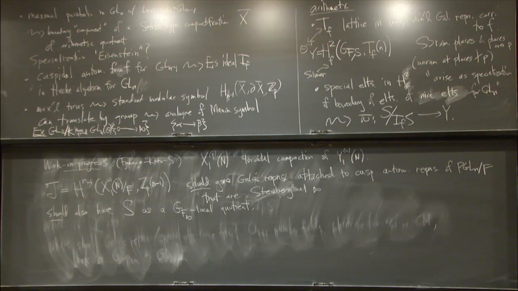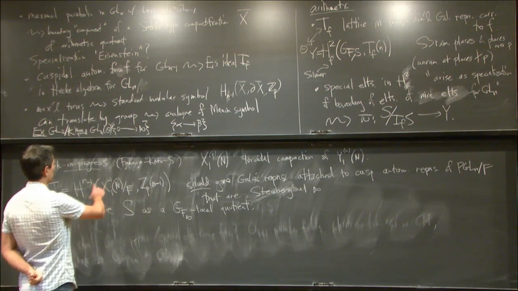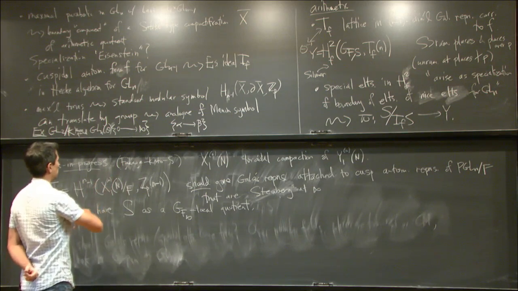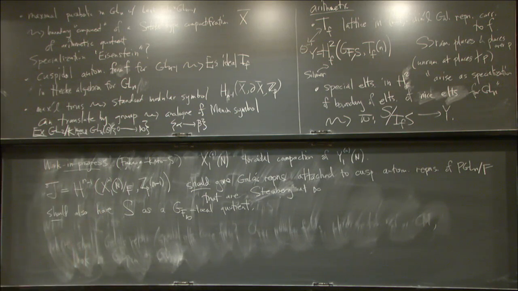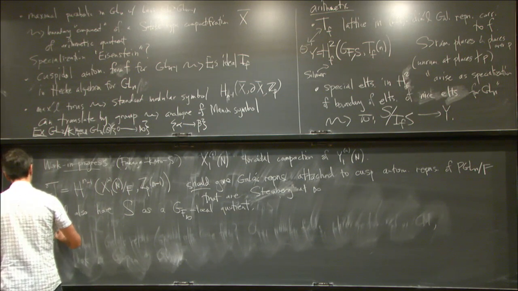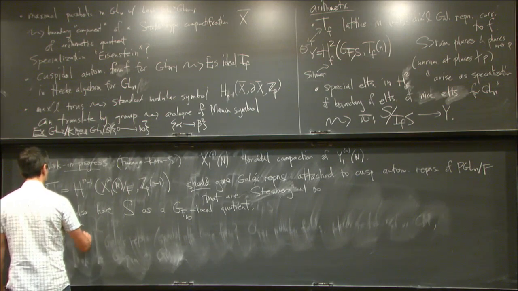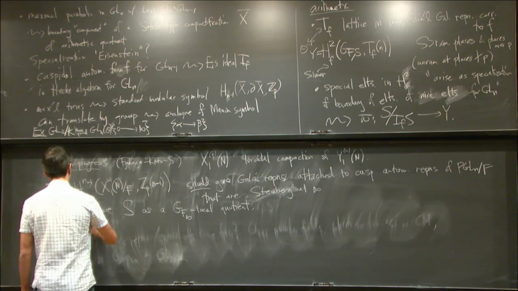Maybe also, we want the boundary to look like the toroidal compactification of the Drinfeld modular variety in dimension n minus 1. And the reason is the next thing. Kato constructed, I guess this is unpublished, but I believe it was him.